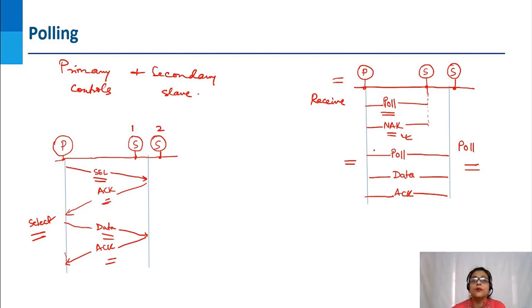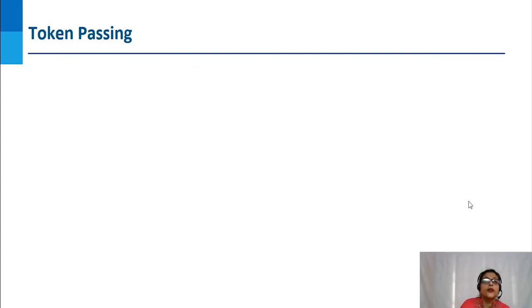Then here the primary again is sending a poll signal to this secondary. This secondary has data to send, so it will directly send the data to the primary and the primary will send the acknowledgement signal to the secondary. So this is the poll type of technique. Now there is another technique for control access which is called token passing.